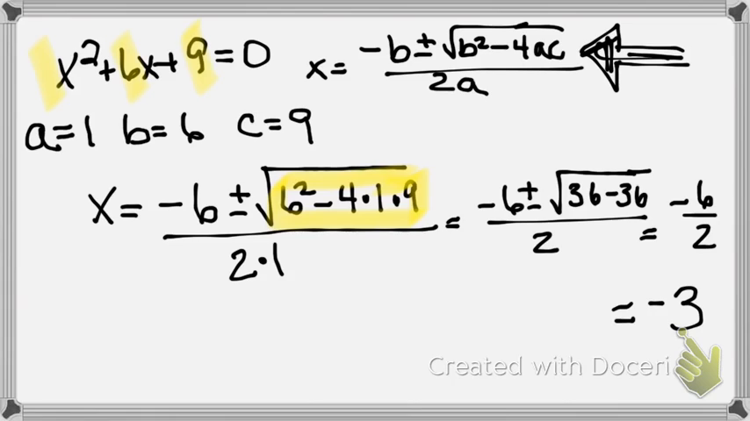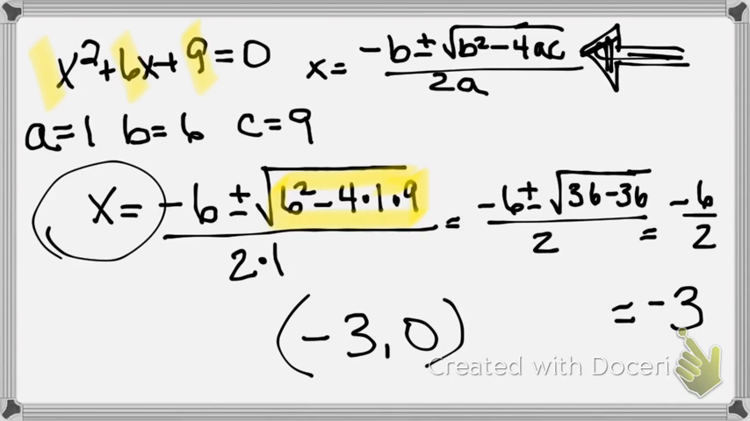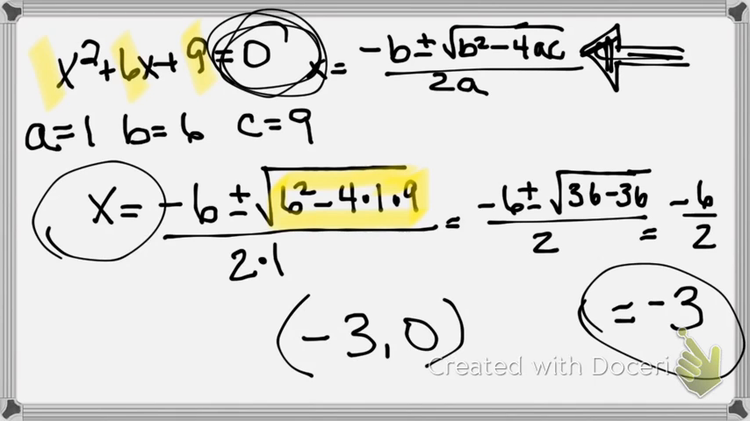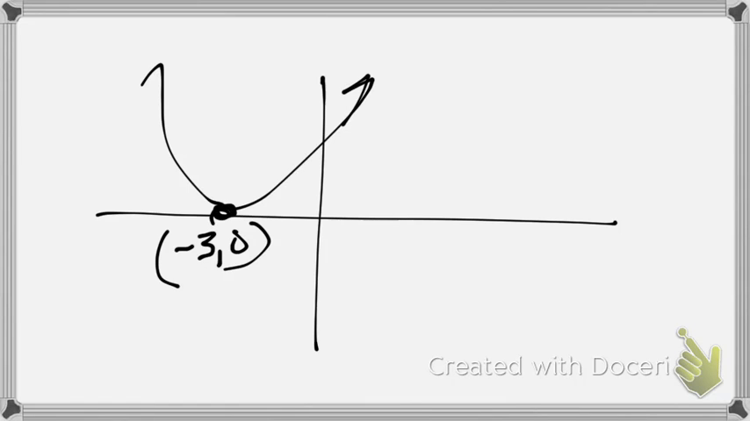negative 3. So what that tells you about that parabola, since it's negative 3, 0 is its only solution, because x is negative 3 when the whole thing equals 0. If you were to graph it, at negative 3, 0 would be your vertex, and the parabola would be sitting like that. That's why it only has one solution and not two.